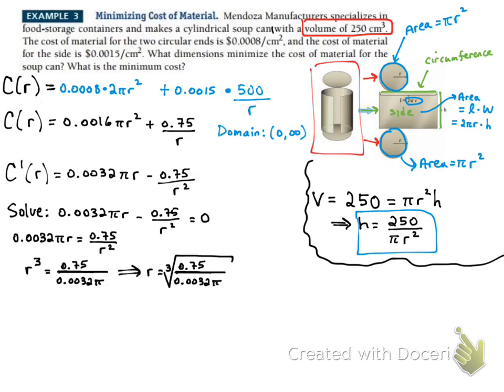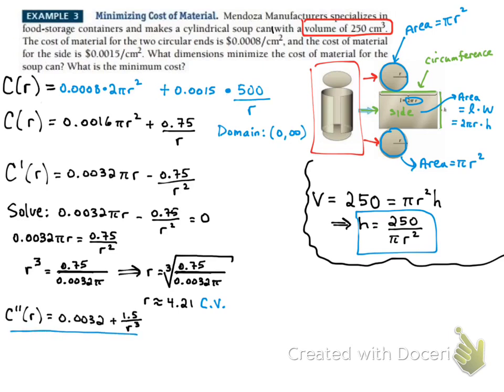So we find that r equals the cube root of this. Plugging that into our calculator, we find that r is approximately 4.21. So this is the critical value. Now it's the only critical value, so when we do the second derivative test, if we get a conclusive result, we'll know that we have an absolute max or an absolute min, depending on the value of the second derivative. So let's find the second derivative and then plug the critical value into the second derivative.